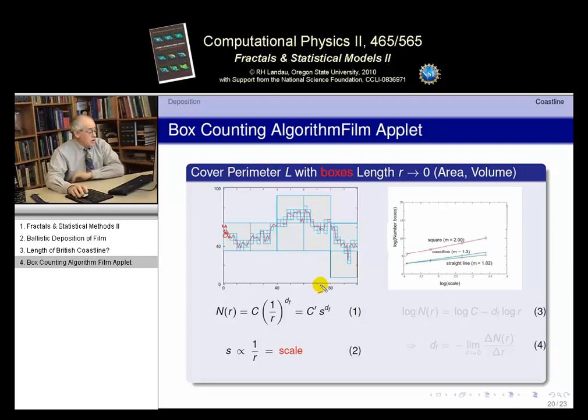Okay? So then we go to the mathematics, and the mathematics tells us that the number of boxes needed to cover the surface, in other words, putting on top and not having every part contained within a box, is some constant times 1 over the ruler size, 1 over r, to the dimension d sub f. And d sub f is whatever the dimension of the object is.